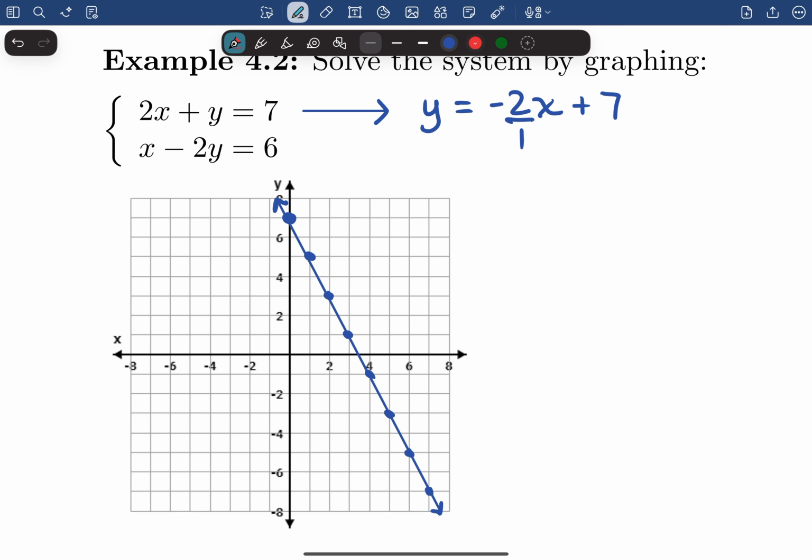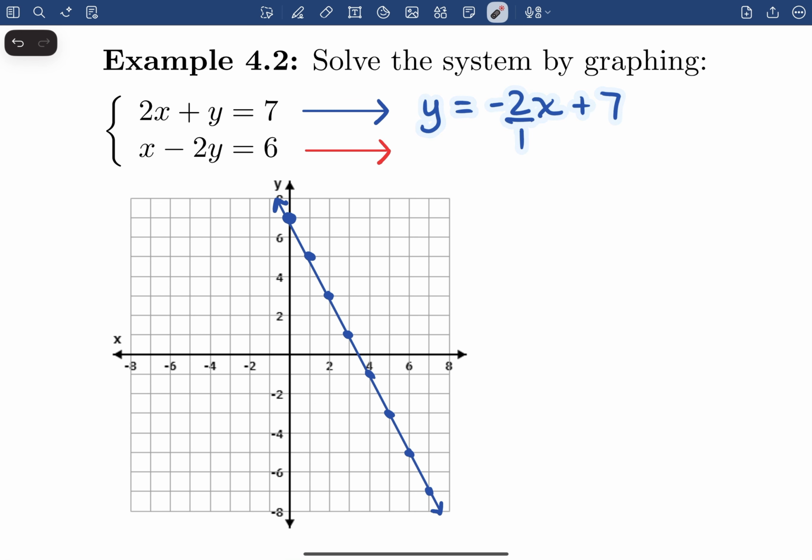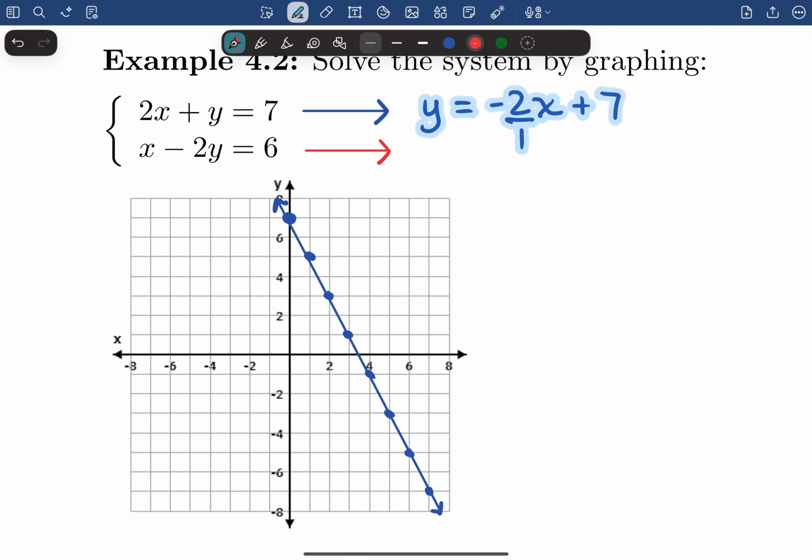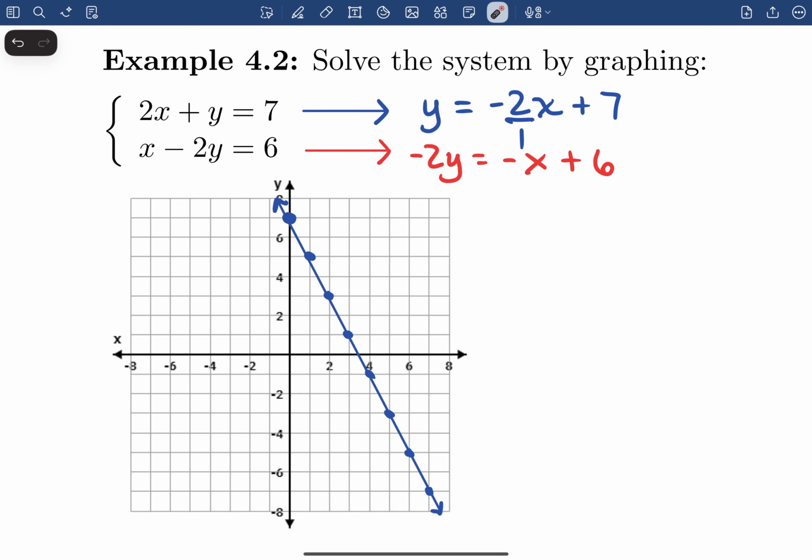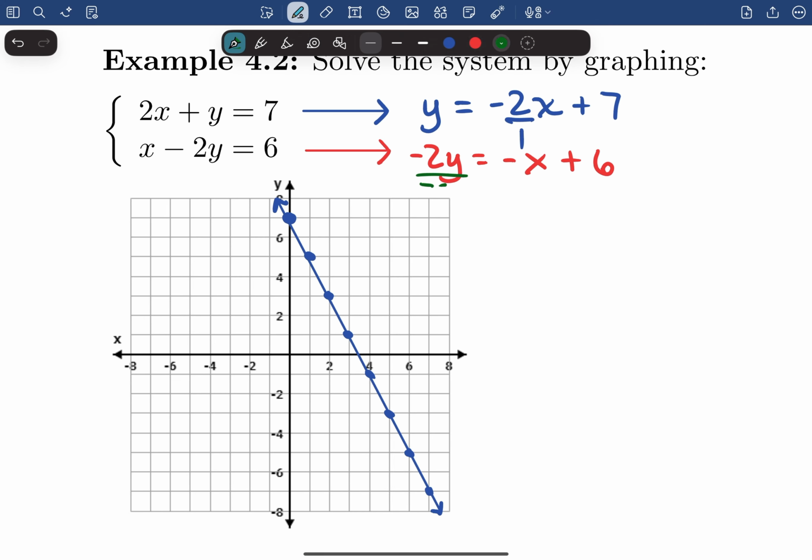Next, I then look at the second equation, and I notice it's in standard form. And so strategy for you is we want to solve for y. So we're going to subtract this term with x in it to the other side. And I'll write everything at that point. So I now have negative 2y equals negative x plus 6. And then I haven't gotten y by itself yet. I still have negative 2 multiplied with it. So I'm going to divide by negative 2 from left to right.